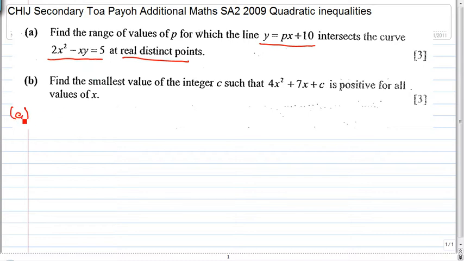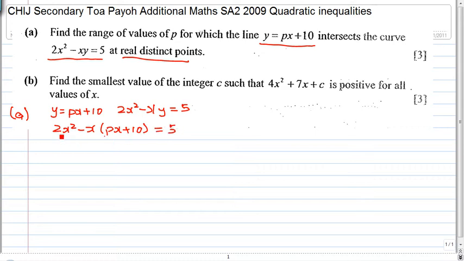Alright, so let's start off with a. So we know that y is equal to px plus 10, and the curve has the equation 2x squared minus xy equals 5. Well, the good thing is that y is already the subject here, so we can just substitute y into this other equation. So 2x squared minus x, and since y is equal to px plus 10, this bracket here is px plus 10, equals 5.